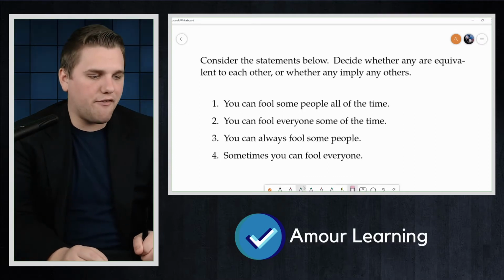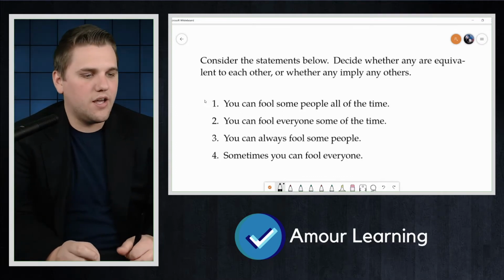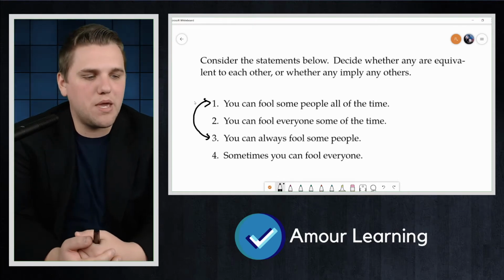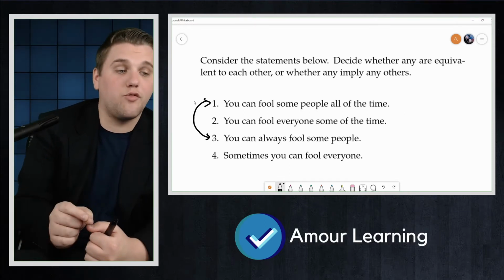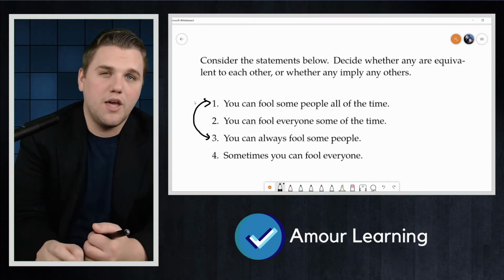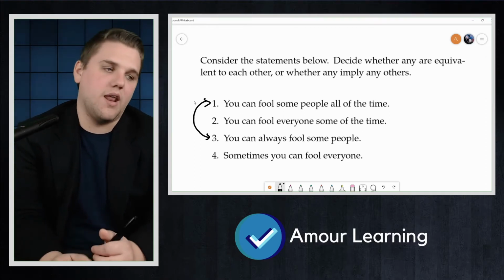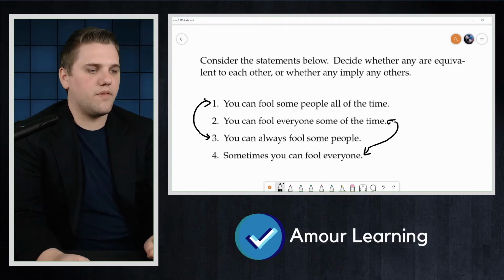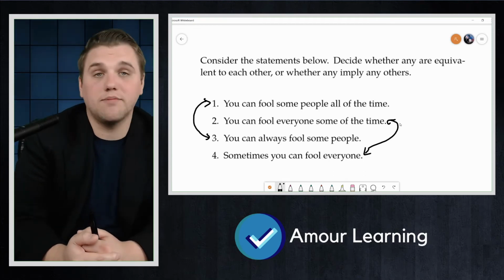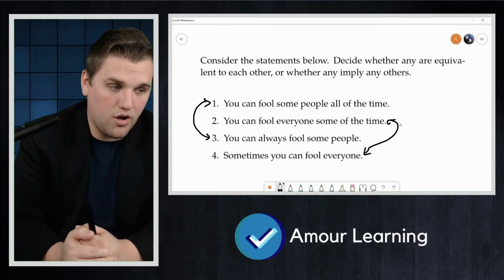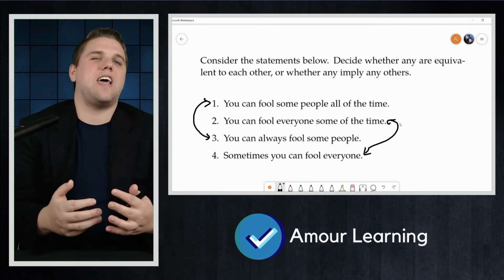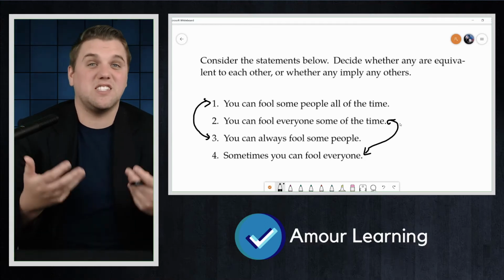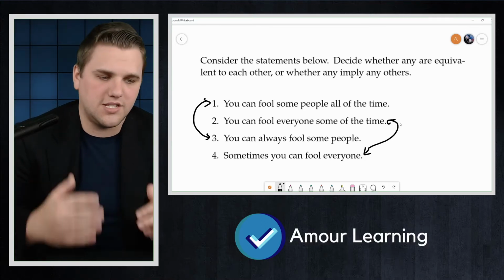All right, so first off, I noticed right off the bat that 1 and 3 are very similar. You can fool some of the people all the time, and you can always fool some people. This is saying the same thing in my opinion. And for number 2 and 4, I think those are saying the same thing as well. You can fool everyone some of the time, and sometimes you can fool everyone. I'm pretty certain that both of these statements are just reverses of each other, but they mean the same exact thing.